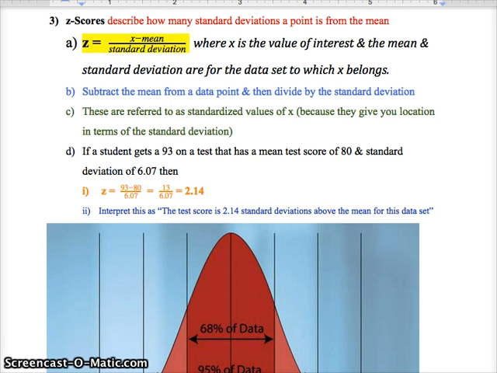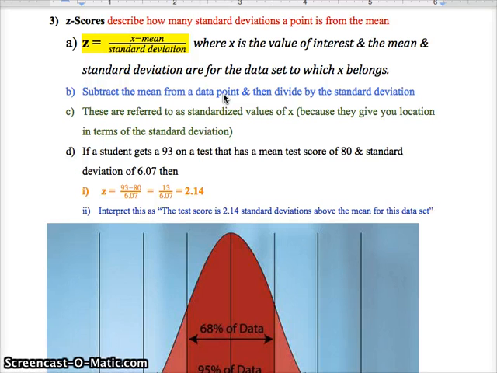Another way to measure position in a data set is a z-score, or a standardized test statistic, we could call it. So a z-score describes how far a value is from the mean in terms of standard deviations. So we find the difference from the mean, how far it is, and then we divide by the standard deviation. So a z-score of 1 would be 1 standard deviation above the mean. A z-score of -2 would be 2 standard deviations below the mean. A z-score of -1.5 would be 1.5 standard deviations below the mean.